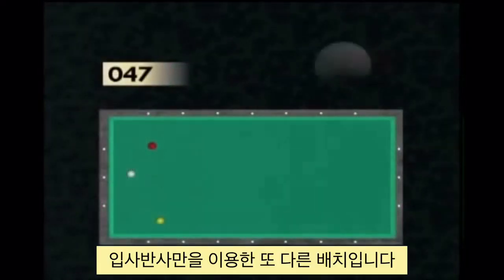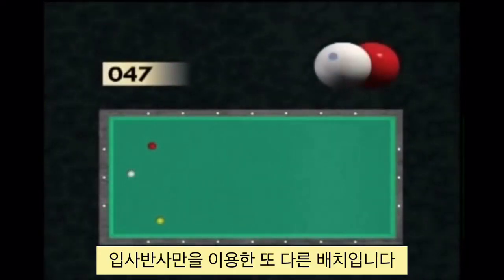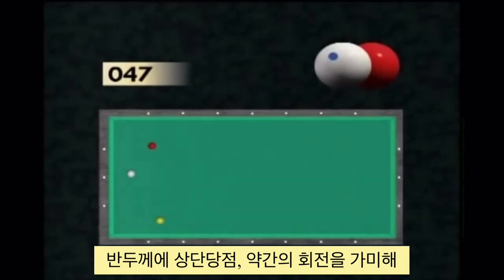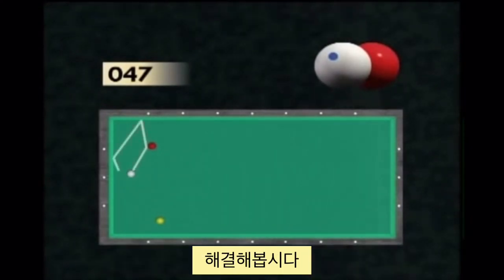Here's another example of a natural reflection. Target ball hit one half, high attack. This time we add some side English.